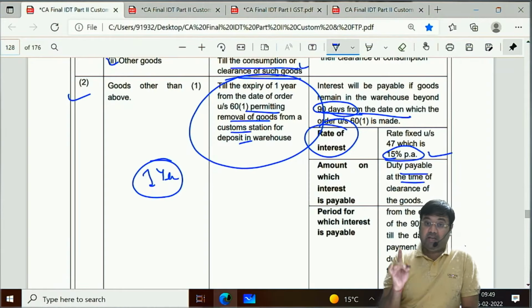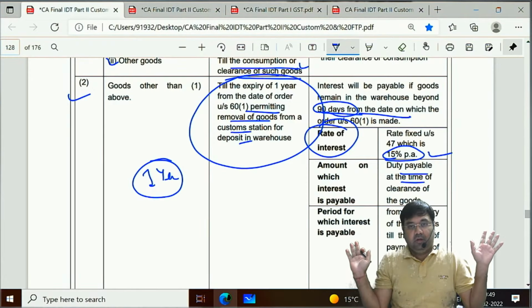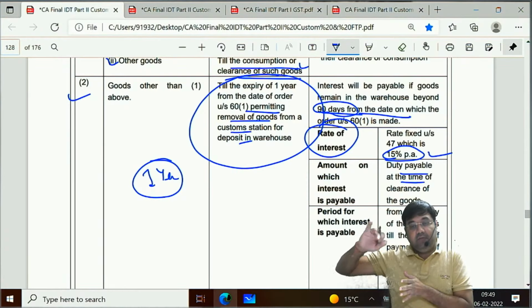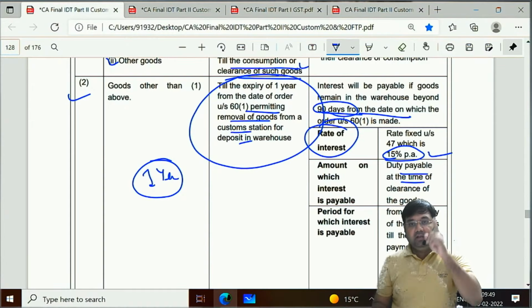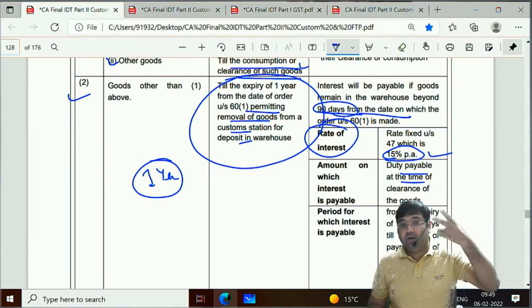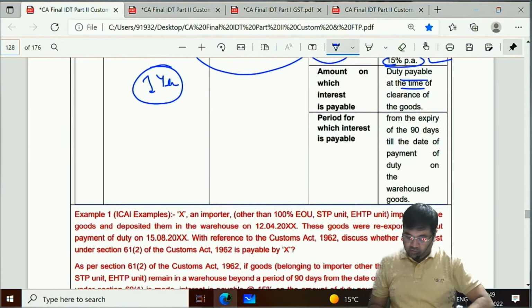He got the permission for 1 year, but after 90 days he is supposed to pay the interest on the duty. So up to 90 days, if he goes and clears the goods, no need to pay the interest. But beyond 90 days, even though he got the permission of 1 year, he is supposed to pay interest. Interest on what? On the duty amount when he is going to clear the goods.